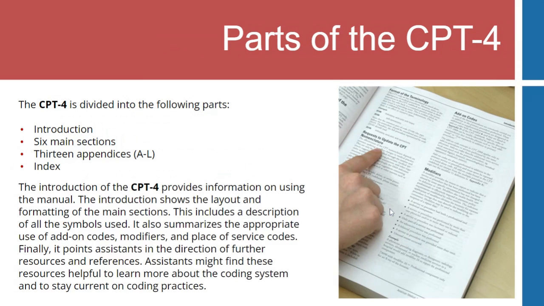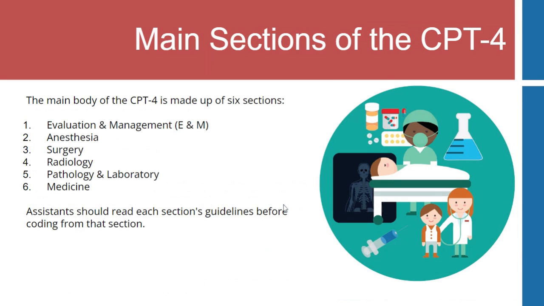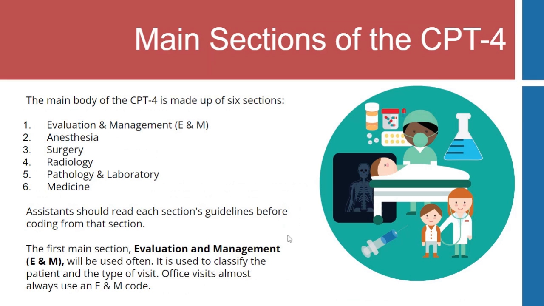All right, so there's 4 parts to the CPT4, the CPT manual. You have the introduction, the 6 main sections, 13 appendices, and then the index, okay? So when we go look for a code, we're going to start in the index, but we always want to cross-reference it in the main section because a lot of times the index is going to give us maybe a range. It may not even be a specific code. It may give you a range of codes, and then you have to go look in the main section for the actual code.